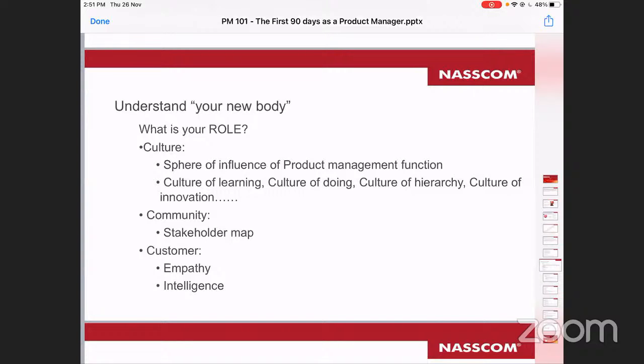So understanding this kind of cycle and building allies for yourself and for the product is a very key exercise as part of community. Now let's come to the heart of the matter, which is the customer. Everything is about the customer. I'm talking of two concepts here, empathy and intelligence, separately, because they have different nuances. But at the end of the day, at the heart of it all is the customer.